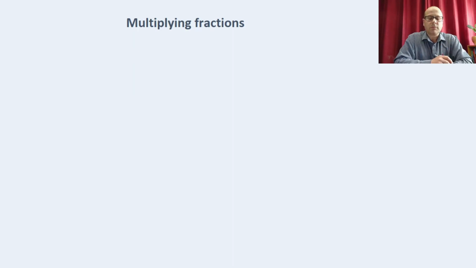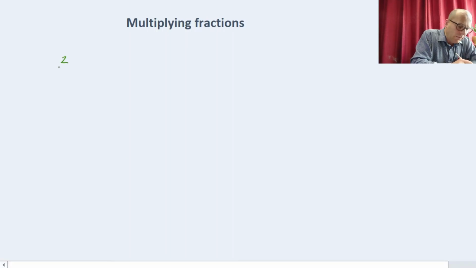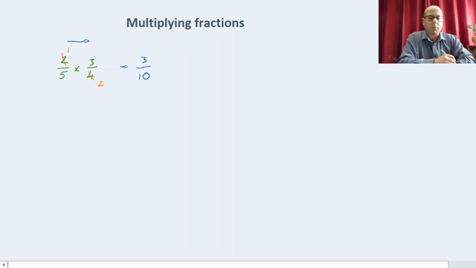Multiplying fractions. To multiply two fractions, we change the mixed number into top heavy, simplify where possible, and then multiply numerator with numerator and denominator with denominator. The example will explain how. 2 over 5 times 3 over 4. Of course, I need to simplify there, so divide by 2 up and down, and then I multiply across. 1 times 3 is 3, 5 times 2, it's 10. And that's a proper fraction.